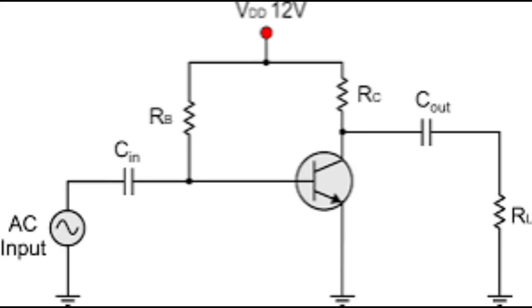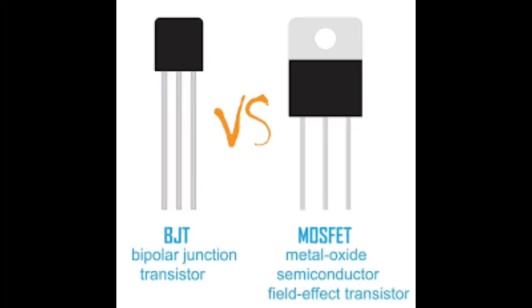For a PNP transistor, the base-emitter junction is forward biased by making the base approximately 0.7 volt lower than the emitter, and the collector-base junction is reverse biased. Collector is at a lower voltage than the base. Here, VEC is more than 0 volt and VEB is approximately 0.7 volt.